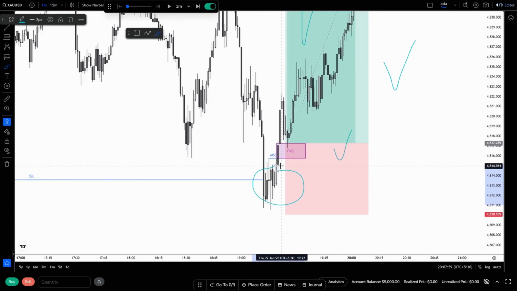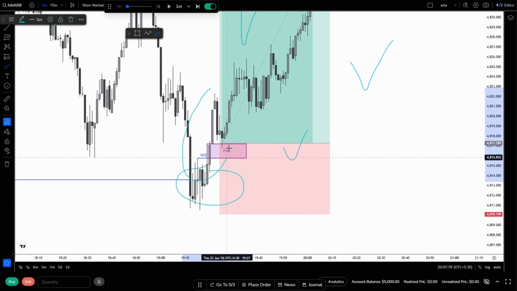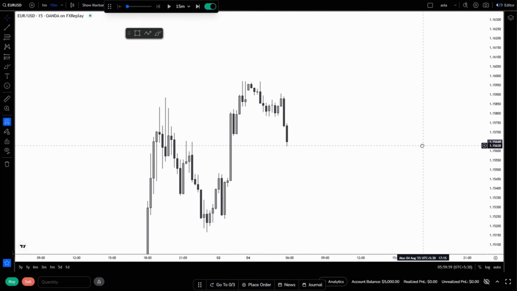We only look for buys after price shows strength and intent through the level. That displacement is what confirms the shift. Now let's go ahead and look at a few more examples so you can see this repeated again and again. Now let's look at another example right here.